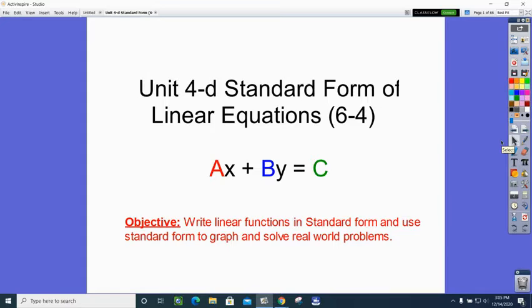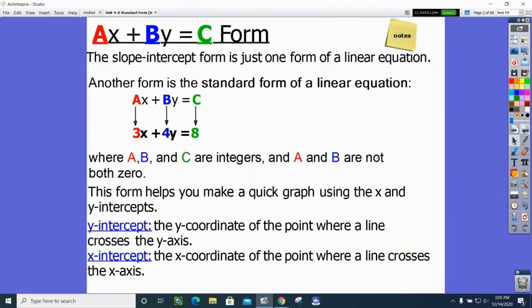So today we're going to talk about a second form of a linear equation, and it's called standard form. I have an example of standard form in the middle of this slide. We're going to write linear functions in standard form, and then we're going to use standard form to graph and solve real-world problems. Let's start right off talking about what is this.